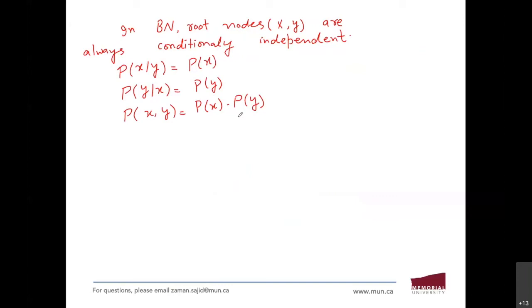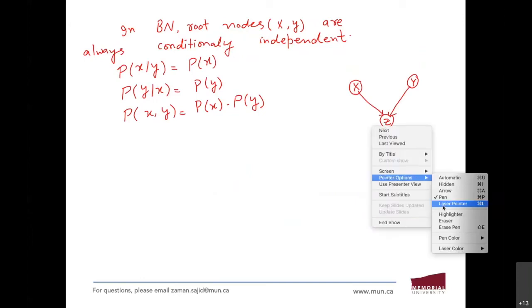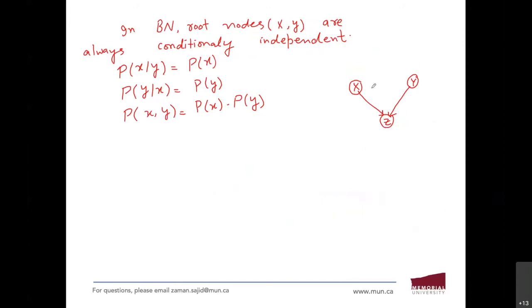Now let me draw that network again, because I'm going to do that example. For example, this was my X here, this is my Y, and this is my Z. The network I have. So suppose we instantiated X here. So what I will do, I will highlight X here. This is indicating that X is instantiated. And we want to find out the probability of Z1 given that X1 when X is instantiated.